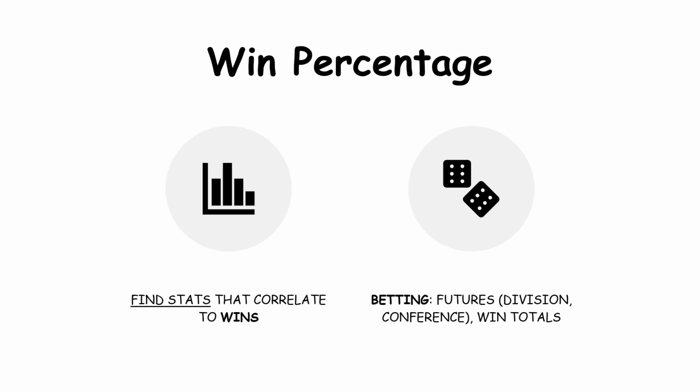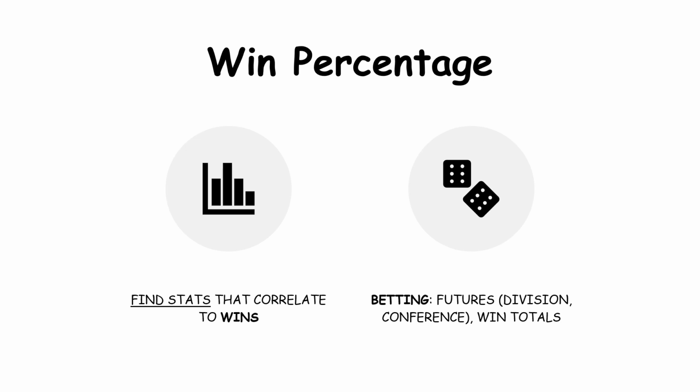This method involves using a team's win-loss record to rank them against other teams in a league or competition. So obviously, we don't use the actual win percentage for teams, as this will give you a power rating exact to the standings. What we do is we find stats that correlate to wins.